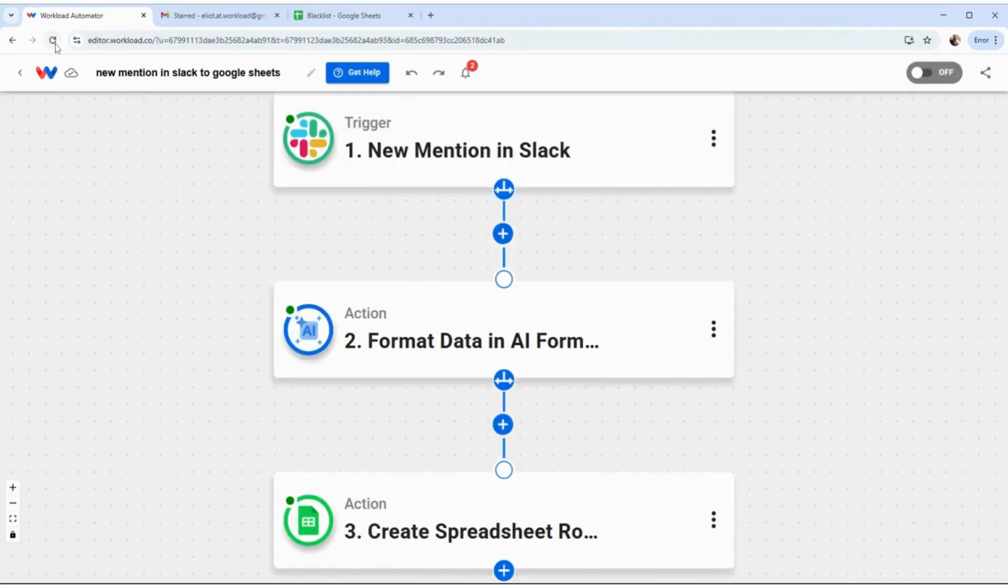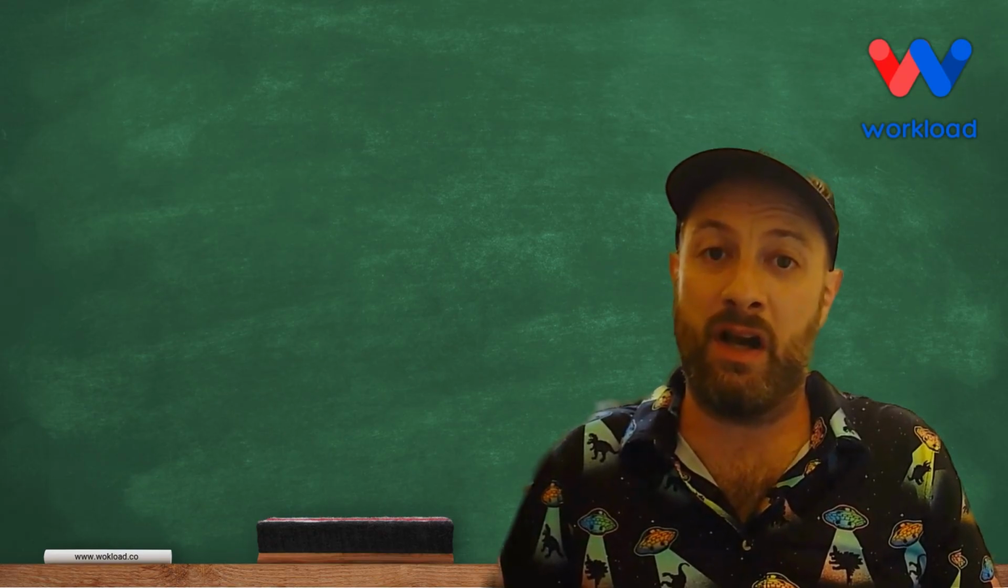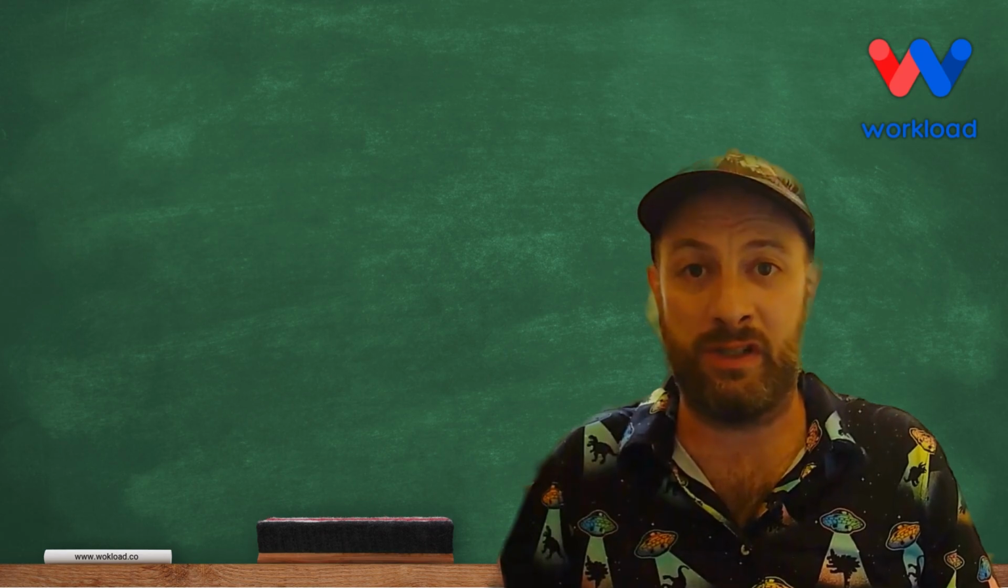So I'm going to come back to the workload editor. I'm going to check to make sure there's a green dot in each one of the nodes. Then I can click this button to activate my workflow. And now whenever there's a mention of the specific word stealing, that data will be converted and added to my spreadsheet. That's how you can use Workload to build a workflow that automates adding a new mention in Slack to a spreadsheet row in Google Sheets.